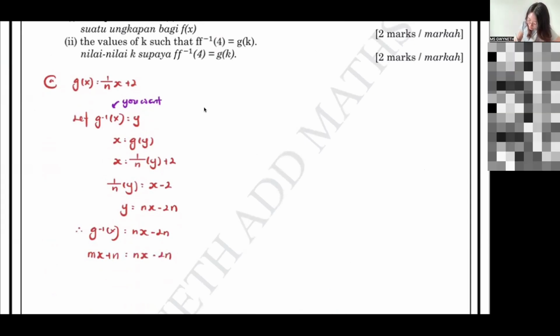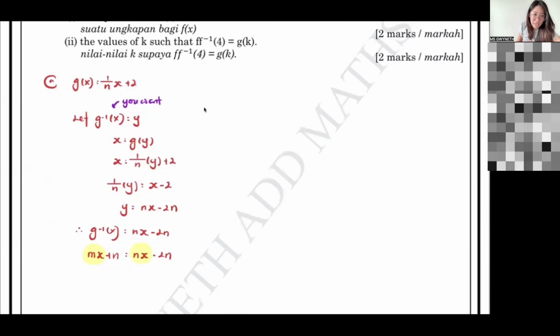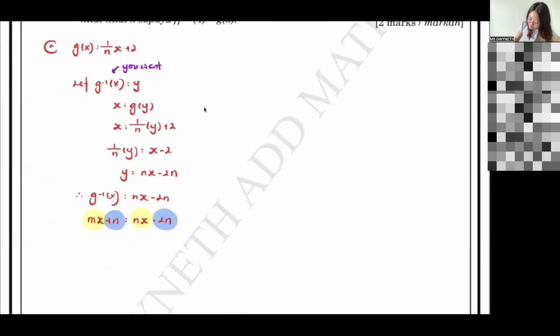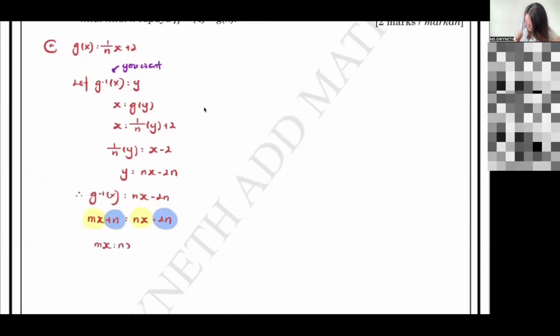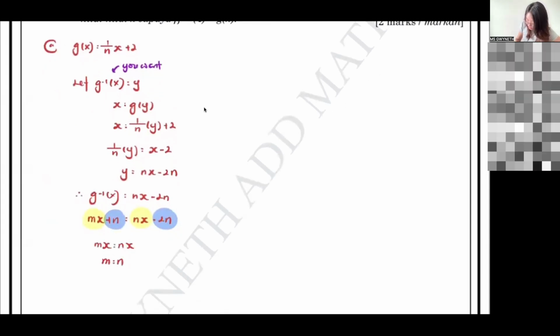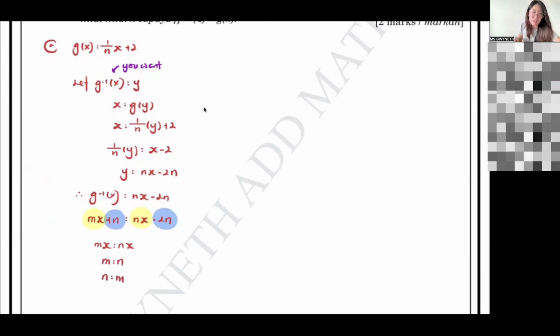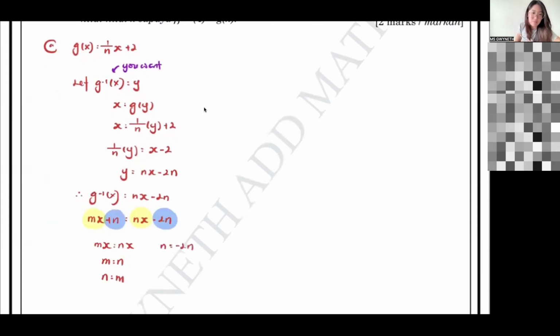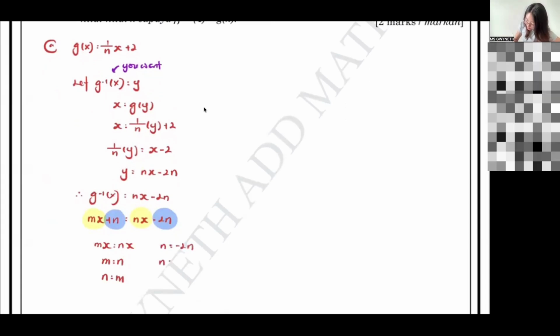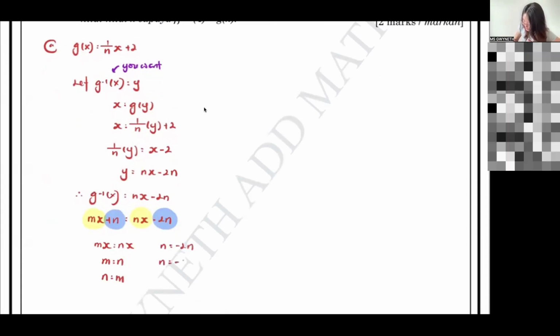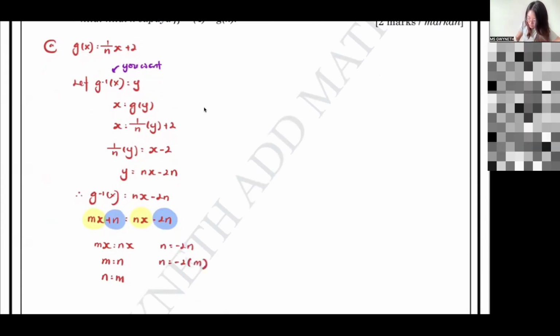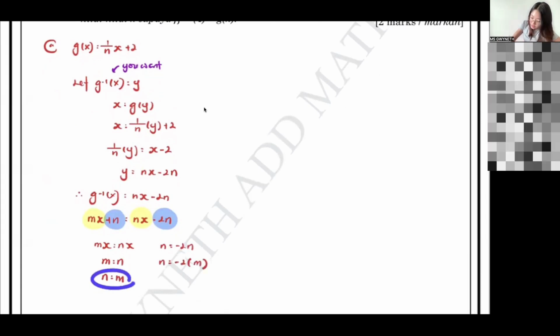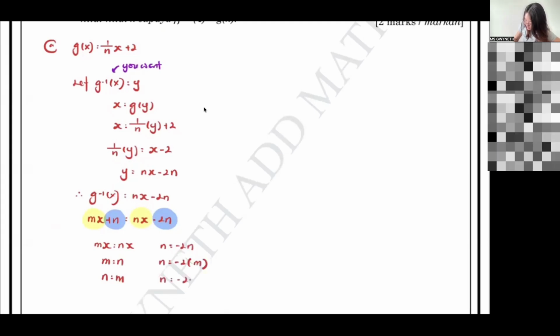I highlight for you: terms with x, you compare with each other; terms without x, you compare with each other. So yellow and yellow: mx equals nx, so m equals n. Because we need n as the subject, n equals m. Then the blue one: n equals 2n. The n in front, I leave as n; the n behind, I change to m because they are equal to each other. So what you will have is 2m.